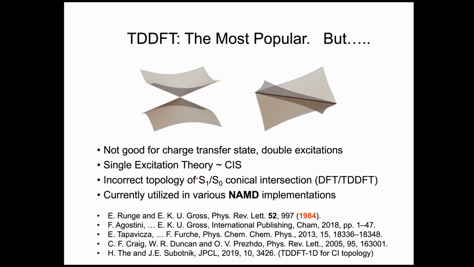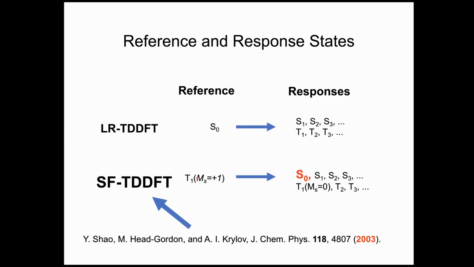There's no way you can calculate that properly. So what they usually do is, once you arrive at this particular conical intersection during NAMD, they simply stop the NAMD and say, well, we arrive at the end, so it probably goes to the ground state. Well, that's not true. That's not correct.